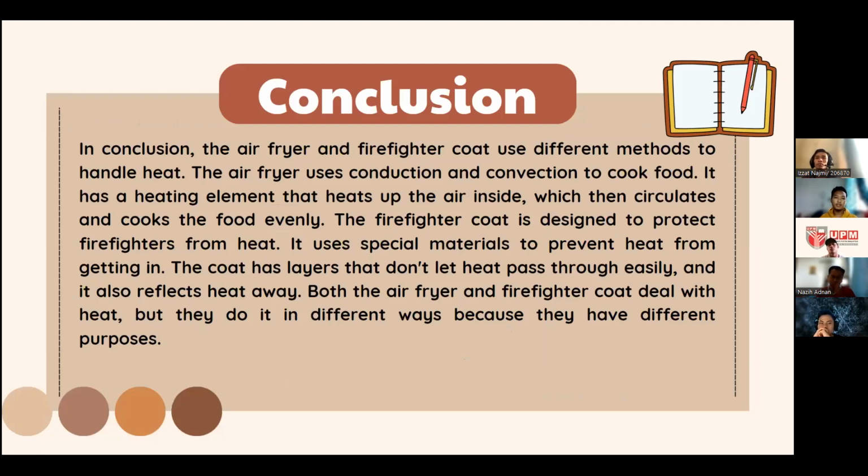Now I will continue with the conclusion. In conclusion, the air fryer and the firefighter coat use different methods to handle heat. The air fryer uses conduction and convection to cook food. It has a heating element that heats up the air inside, which then circulates and cooks the food evenly. The firefighter coat is designed to protect firefighters from heat. It uses special materials to prevent heat from getting in. The coat has layers that don't let heat pass through easily, and it also reflects heat away.